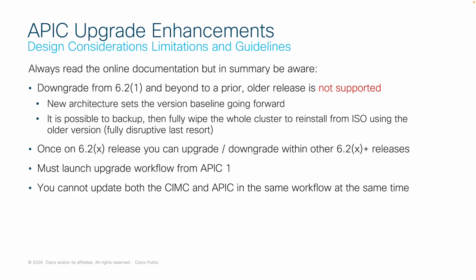Now, once you're on the 6.2 release, so in this case, we're going to 6.2.1, you are able to upgrade and downgrade within other 6.2x and beyond releases. So if you were going to 6.2.3 or 6.2.4 maintenance release and you wanted to upgrade or downgrade within that major train, no problem. The next step is, and I mentioned this before, because APIC 1 is our central orchestrator of this whole process, you must launch the workflow from APIC 1. In fact, APIC 2 and 3 won't even let you do it. They'll refer you back to APIC 1, as we'll see in the next video.